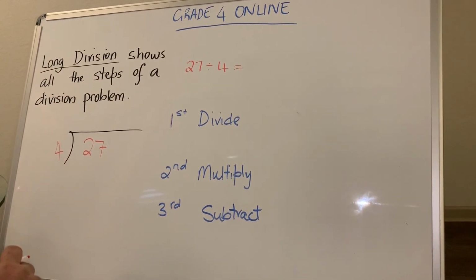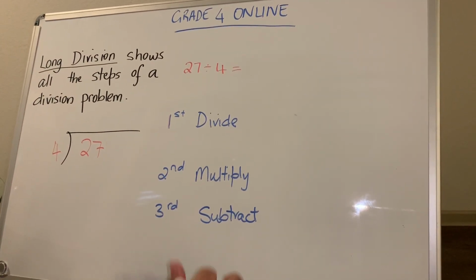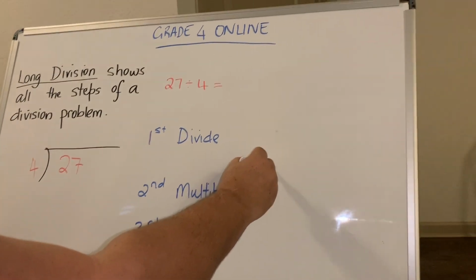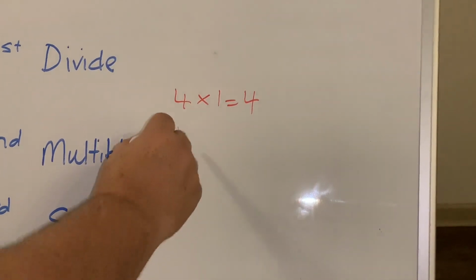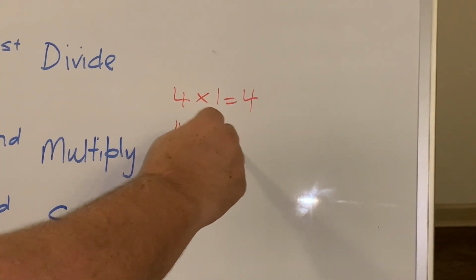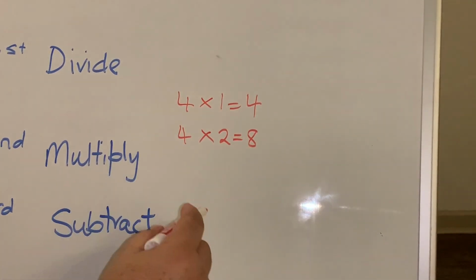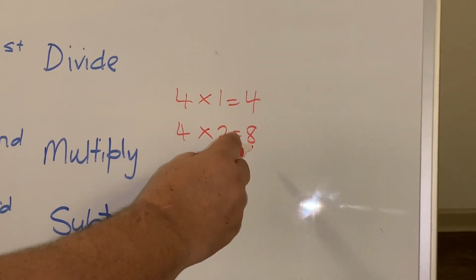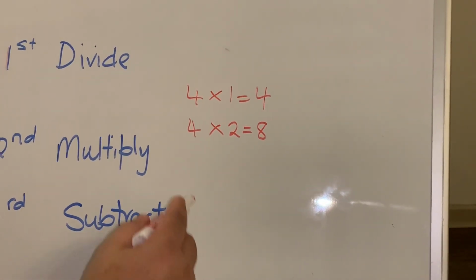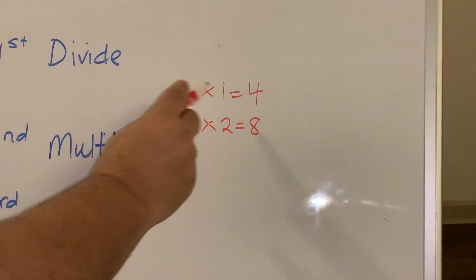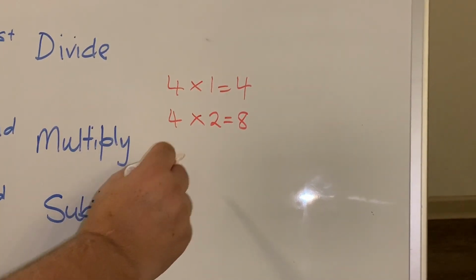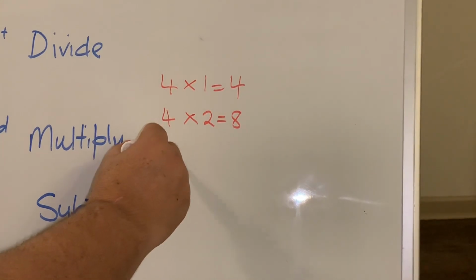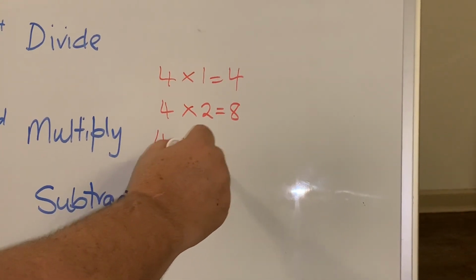And how do we do that? We use our multiplication tables. That's the easiest way. And so 4 times 1 equals 4. 4 times 2 equals 8. We're trying to see how many sets of 4 will come out of 27. If we have only one set of 4, it means we have only 4 stars. If we have 2 sets of 4 stars, it means we have 8. And that's how your multiplication works, okay?